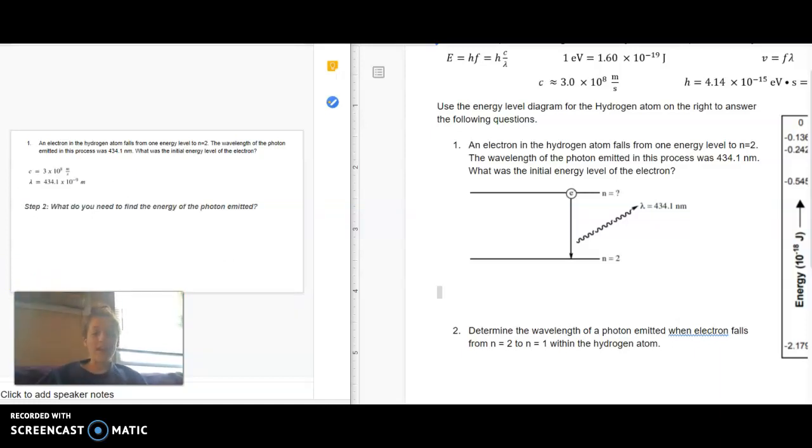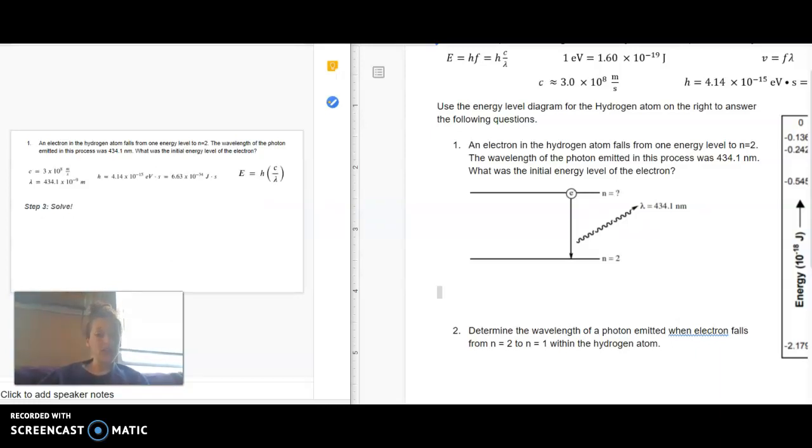So what do you need to find the energy of the photon emitted? Essentially, which equation will you be using if you're looking to solve for energy? Because if we want to know what energy level the electron starts at, we need to find what total energy is emitted. And we will use the equation to solve for energy. So E equals h times the speed of light over wavelength.